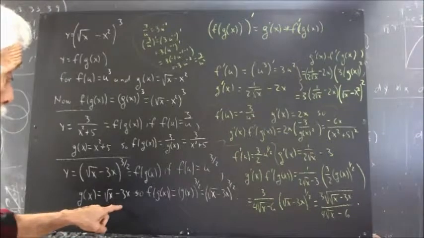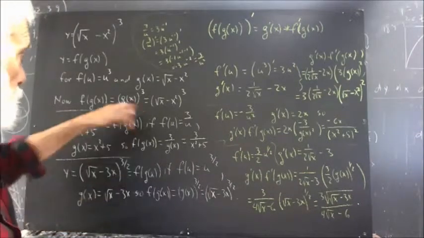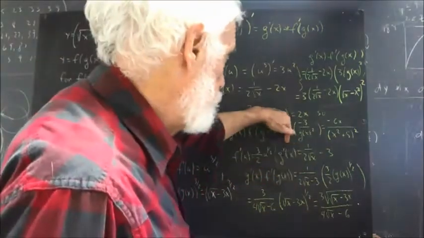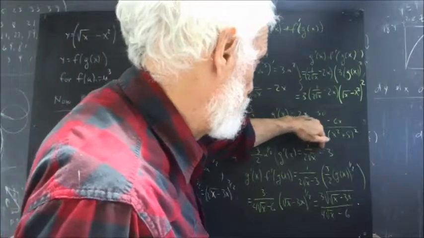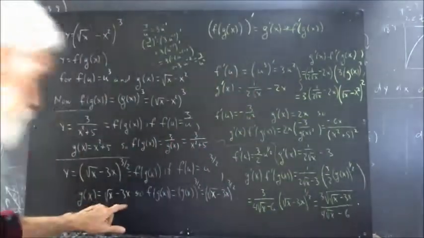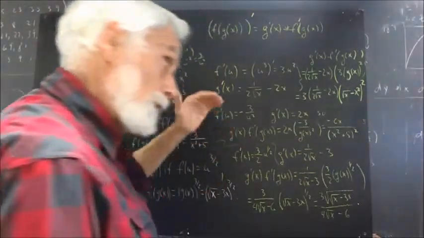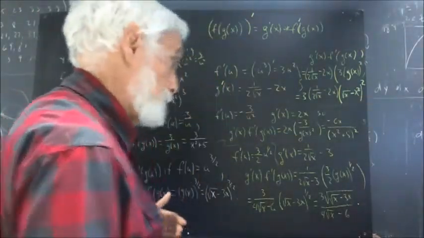Our g prime of x is very similar to the g prime of x we got up here, a little bit of difference in the function, but it's straightforward to get that as 1 over 2 square root of x minus 3 from this function. And then our derivative of the composite function.